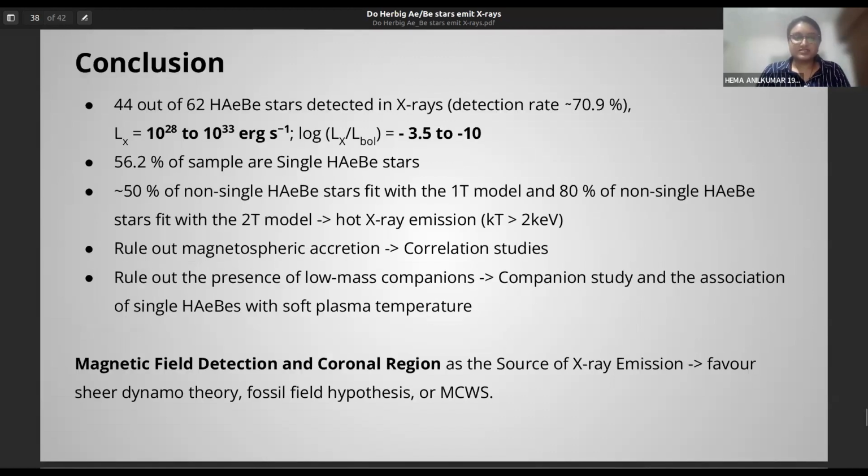So the conclusion from the study was that out of 62 Herbig Ae stars that we obtained from the Chandra data, 44 stars were observed in X-rays. This study has a detection rate of 70.9%. The Lx for these stars ranges from 10^28 to 10^33 ergs per second, and the fractional X-ray luminosity was between -3.5 and -10, which is in the mid region between what is observed for T Tauri stars and massive stars.